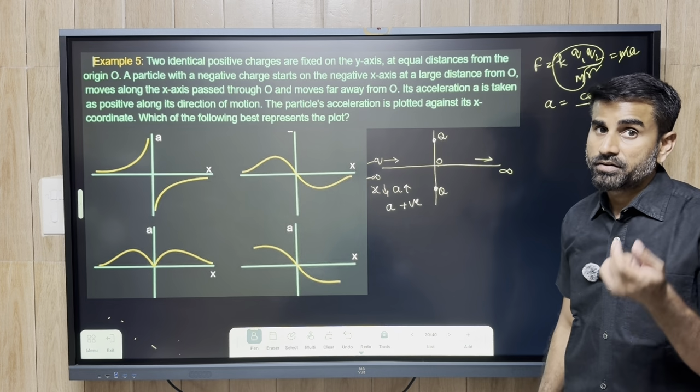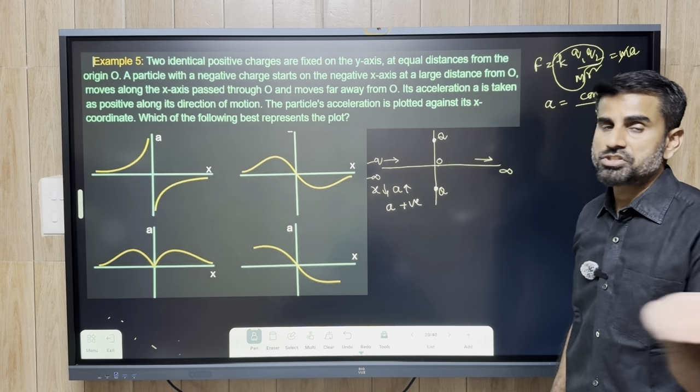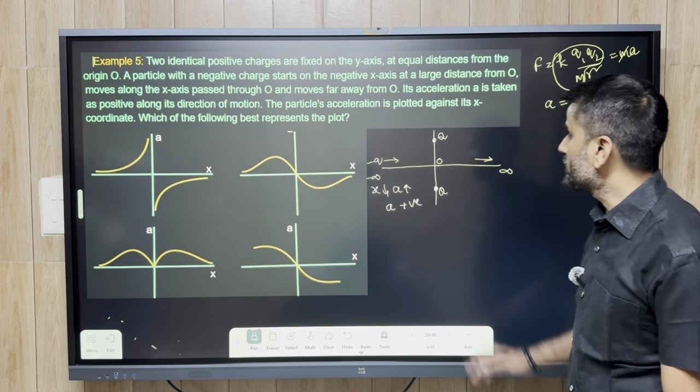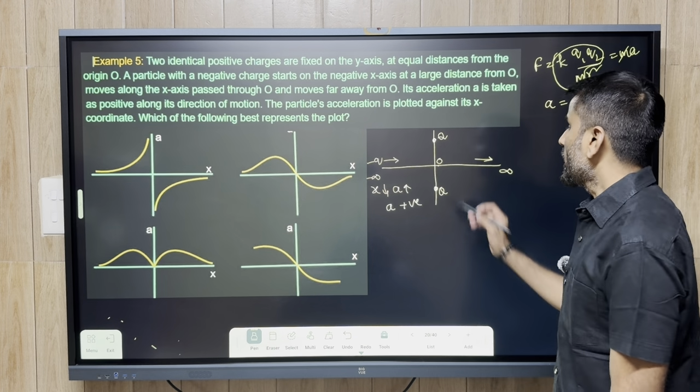That means the y component must be positive. If we take the acceleration on the y axis and position on the x axis, the y value must be positive. Okay, that we have understood. Now coming to the second portion.